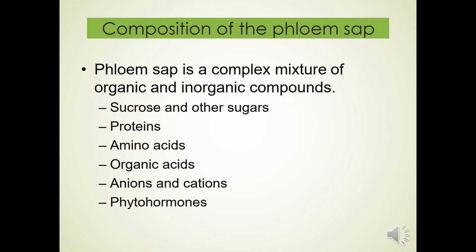Now we look at the composition of the phloem sap. Phloem sap is the liquid of phloem. So phloem sap is a complex mixture of organic and inorganic compounds, such as sucrose and other sugars, protein, also amino acid, organic acid, anion and cation, and also the phytohormones.